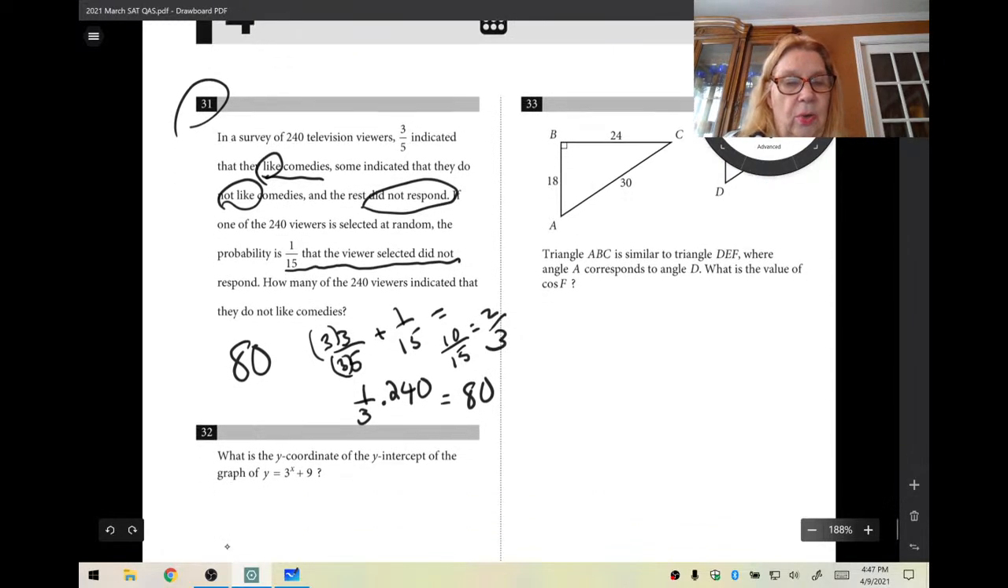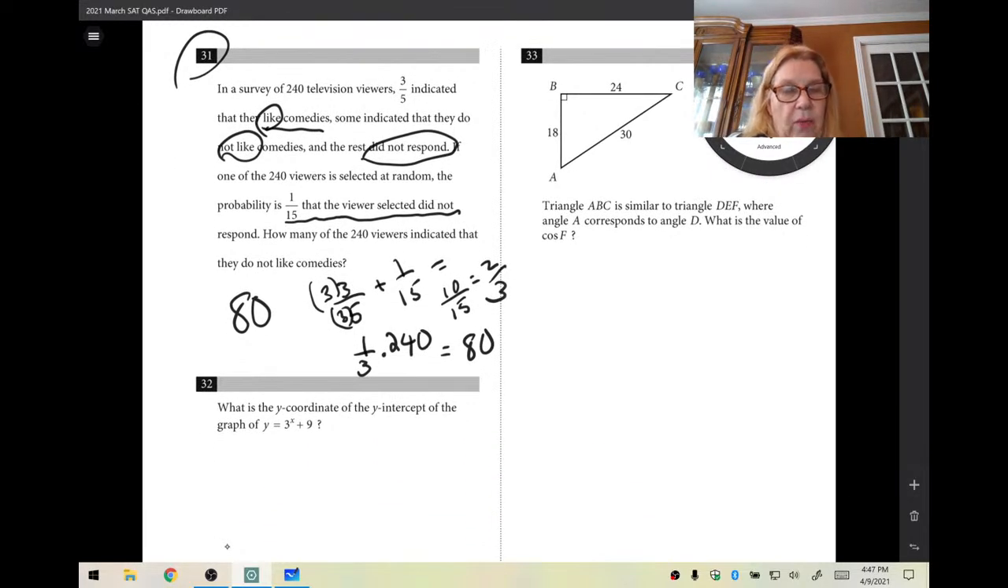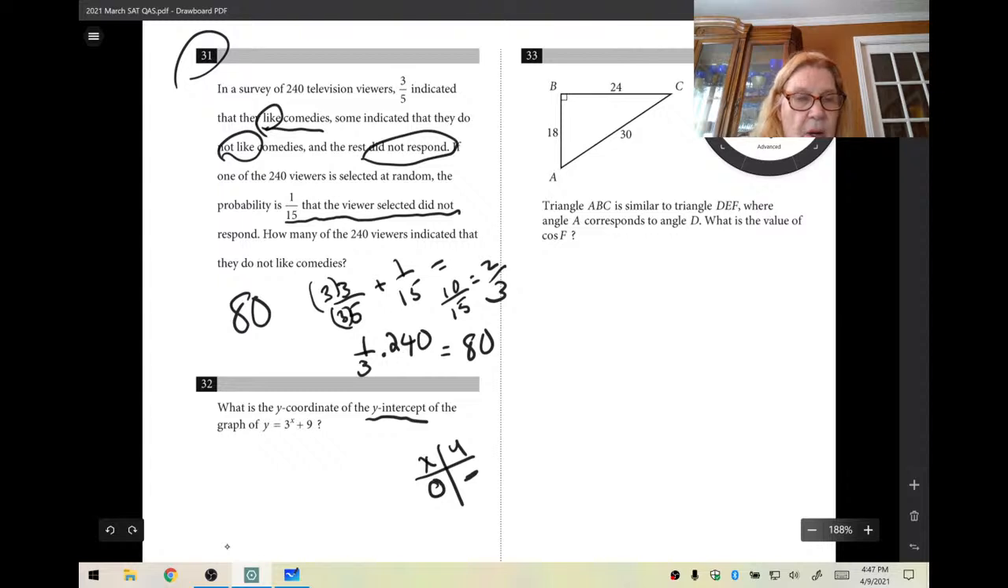Okay, 32. The x-coordinate of the y-intercept. So we want to get the y-intercept, right? So basically, we know to get the y-intercept, we need x is 0. So we just put in 0 here. Any number to the 0 power is 1. And so the answer will be 10.